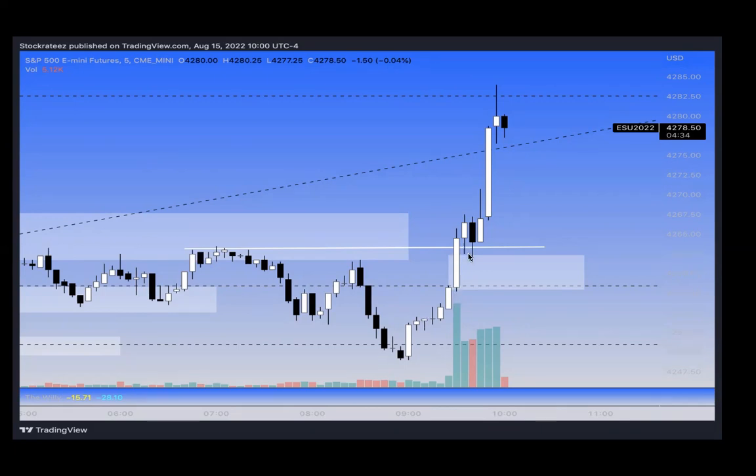We break above it. We tap back into the FVG, so that could have been an entry. See, we broke structure. We made a higher high. We made a higher high. And then we tap back into FVG. Boom, we go long. The rest is history.